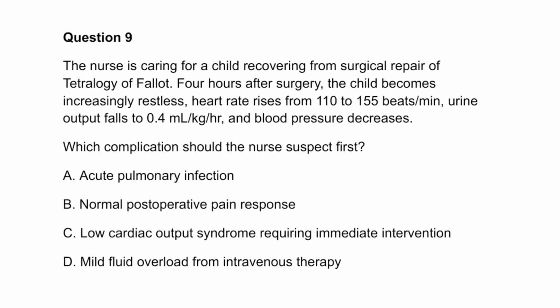Question 9. The nurse is caring for a child recovering from surgical repair of tetralogy of Fallot. For hours after surgery, the child becomes increasingly restless. Heart rate rises from 110 to 155 beats/min. Urine output falls to 0.4 milliliters per kilogram per hour, and blood pressure decreases. Which complication should the nurse suspect first?